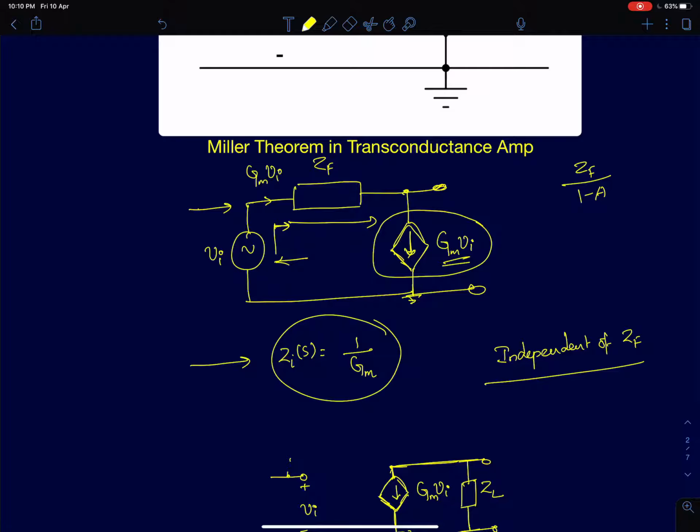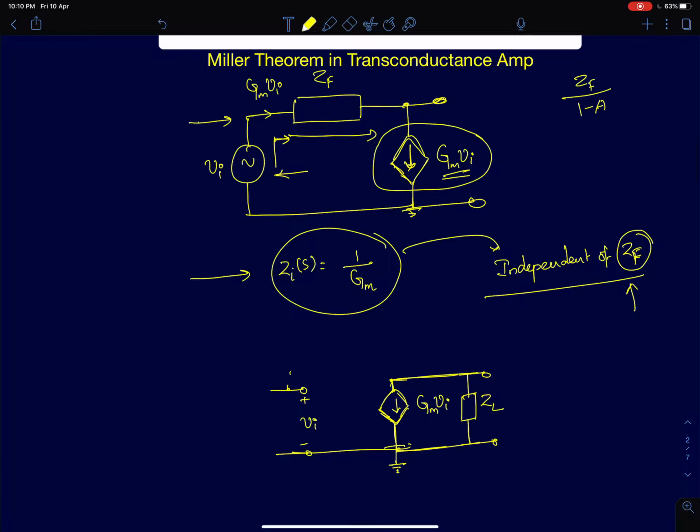1 by Gm. Which means the result here, the input impedance, is completely independent of what you've connected between the two nodes, between the input and the output nodes. Okay, it's independent of ZF. ZF has no effect at all in this circuit. Why is that the case? We'll try to mathematically derive some expressions for that.